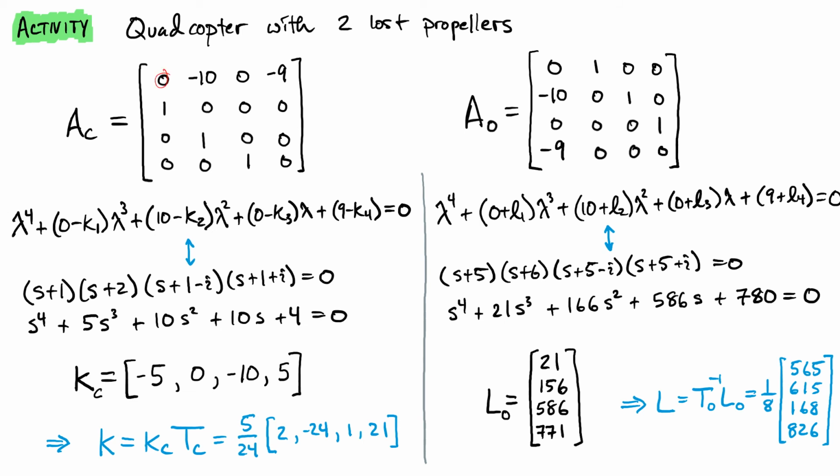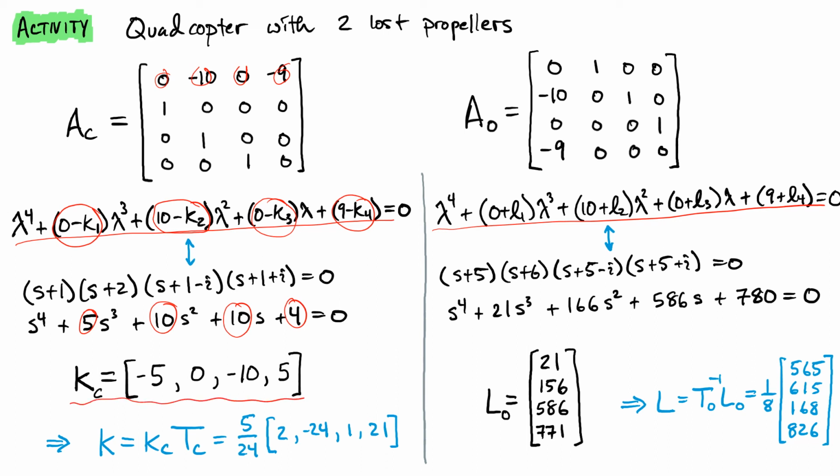So directly from these coefficients, we can write down this characteristic equation for that AC plus BC KC matrix. And likewise, we can write down the characteristic equation for the estimator pole placement. And now equating terms, we can see that minus K1 has to be 5. We can see that 10 minus K2 has to be 10. We can see that minus K3 has to be 10, and 9 minus K4 has to be 4. And that gives us our gain matrix in the control canonical form.